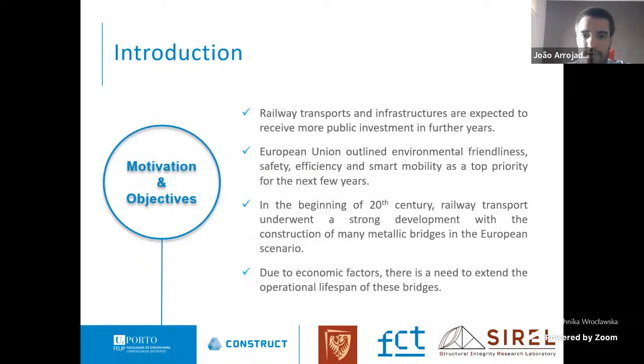So, as you know, railway transports and infrastructures are expected to receive more public investment in the coming years. This is because the European Union has outlined environmental friendliness, safety, efficiency, and smart mobility as a top priority for the next few years. In the beginning of the 20th century, railway transport underwent strong development with the construction of many metallic bridges in the European scenario. And due to economic factors, there is a need to extend the operational lifespan of these bridges.